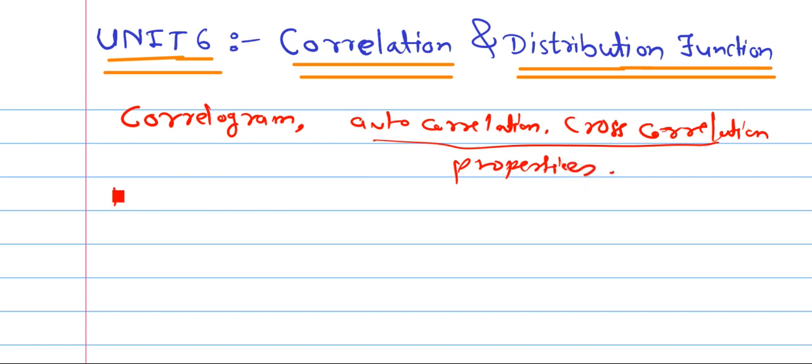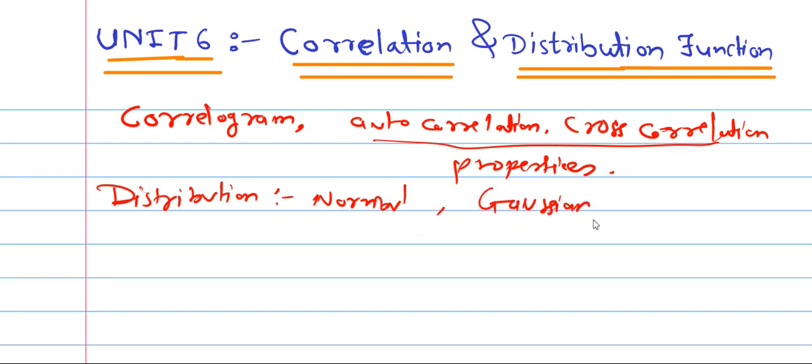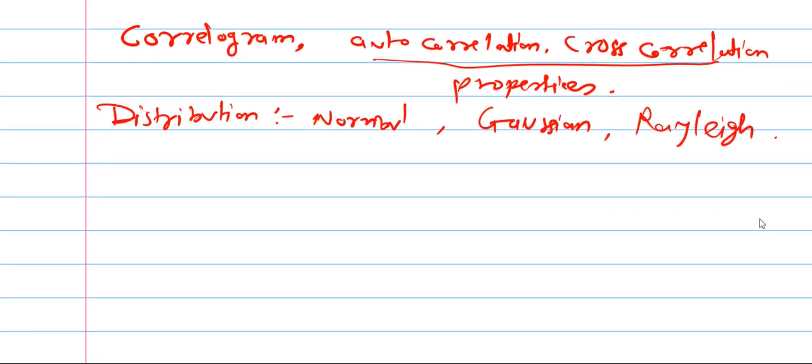As well, we will learn some distribution functions like normal distribution, Gaussian distribution, and Rayleigh distribution. So these three distribution functions we will learn in this unit. So first point is correlogram.